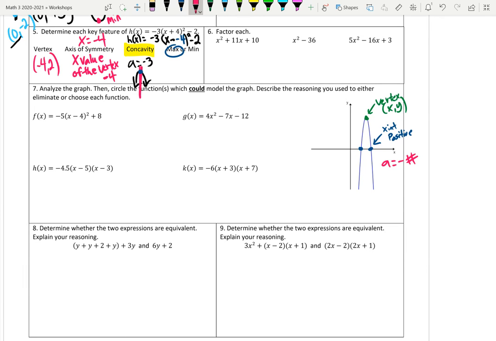Let's see if I can eliminate any. Starting with concavity, I look at my leading terms, and I need it to be concave down. So this one is eliminated because g of x is a function that is concave up instead of down.